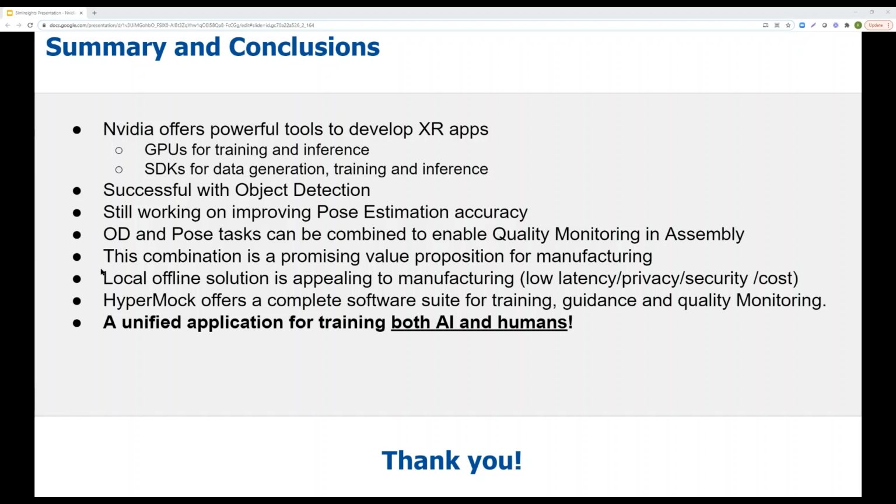Our software solution is local and offline, so there is no need for cloud connectivity, which is really appealing to many manufacturers because it offers the benefits of low latency, privacy, and security, as well as lower cost. And with the addition of quality monitoring, Hypermock now offers a complete software solution for manufacturing companies to train, guide, and monitor their employees. And it's interesting to view Hypermock as a unified application for training both humans and AI models.